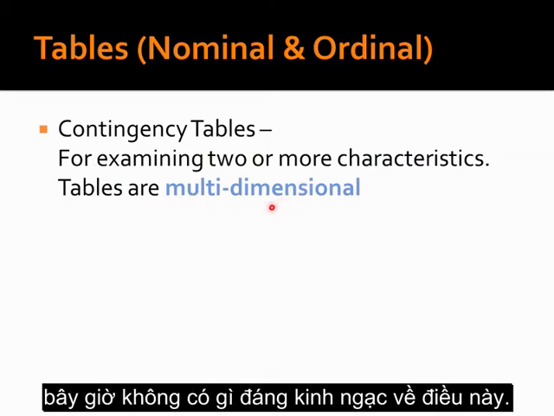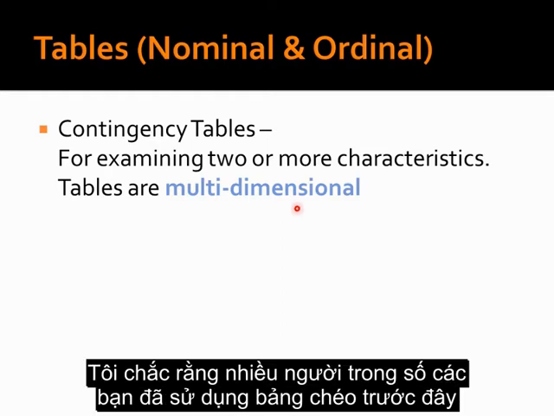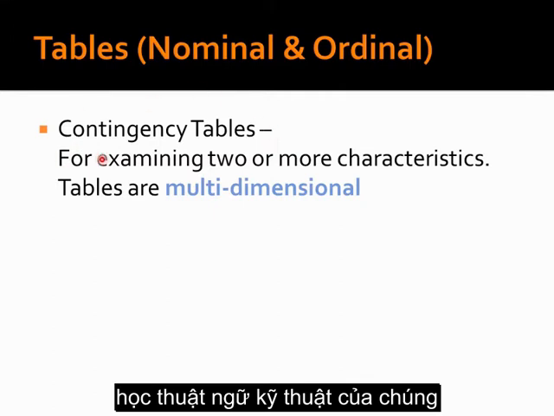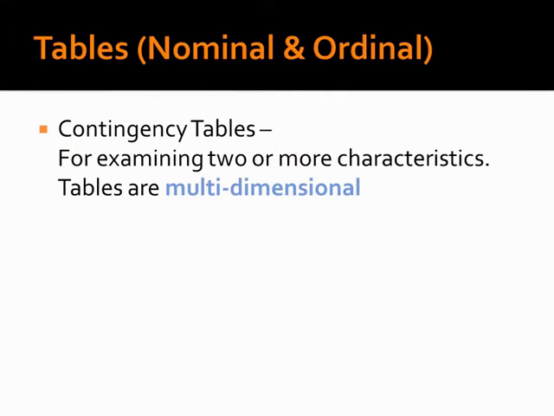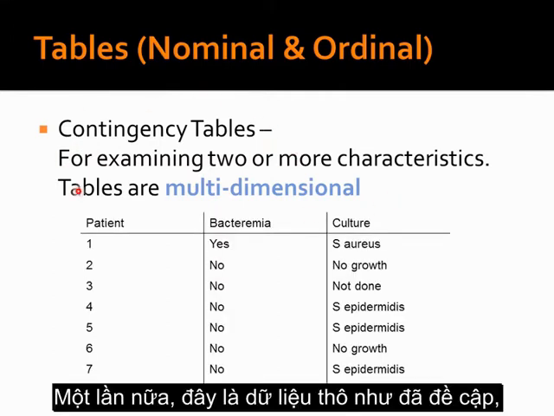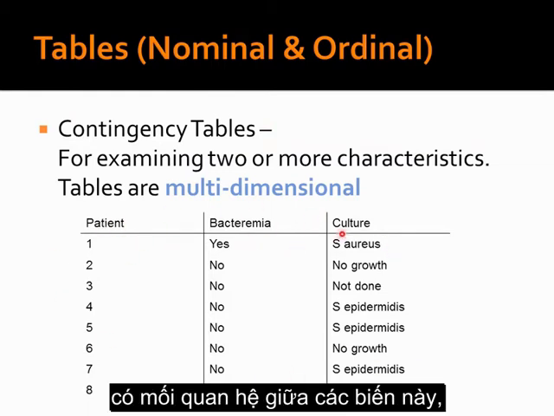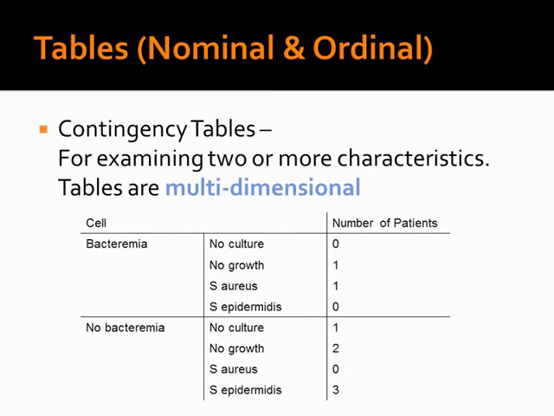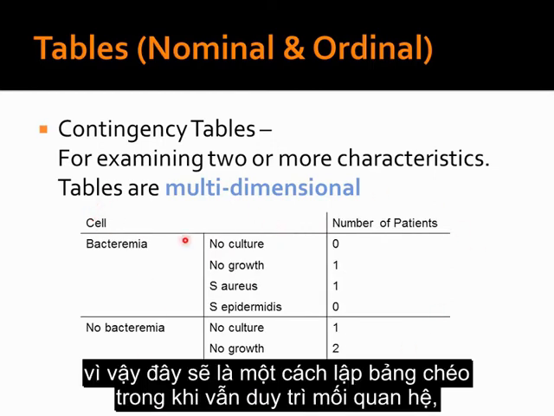Now, there's nothing earth-shattering about this. I'm sure many of you have used contingency tables before. Perhaps this is just learning the technical term for them. Once again, this is the raw data, and as mentioned, there is a relationship between these variables. So this would be a way of doing a contingency table while still maintaining a relationship.